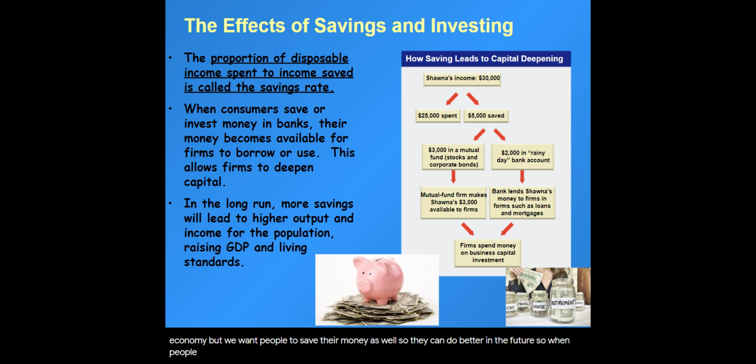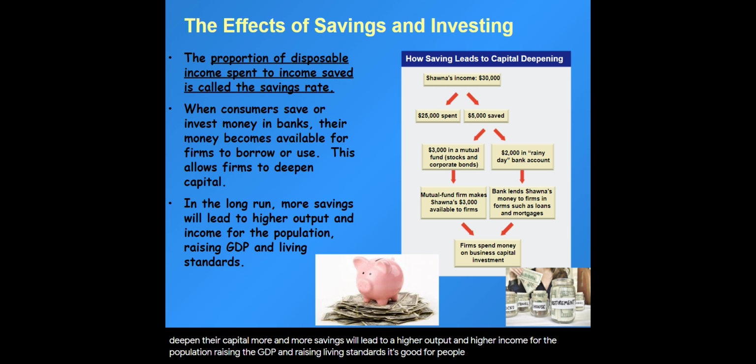So when people invest their money, when they save their money in banks, that money becomes available for other people to borrow or for other people to use. So this allows firms to take that money to borrow it to deepen their capital. In the long run, more savings will lead to a higher output and higher income for the population, raising the GDP and raising the living standards.